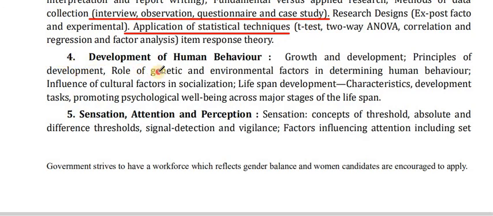And point number 4, development of human behavior. Growth and development, principles of development, role of genetic and environmental factors in determining human behavior, influence of cultural factors in socialization, lifespan development, characteristics, developmental tasks, promoting psychological well-being across major stages of the lifespan. And point number 5, sensation, attention and perception.